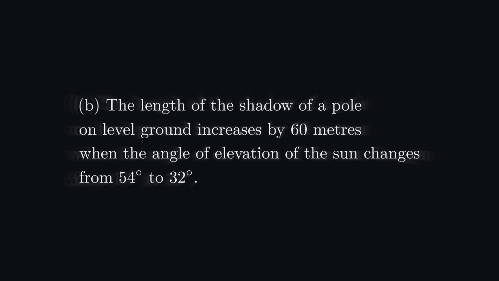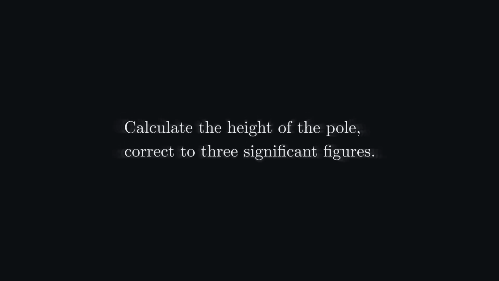Part B says, the length of the shadow of a pole on level ground increases by 60 meters when the angle of elevation of the sun changes from 54 degrees to 32 degrees. We are asked to calculate the height of the pole, correct to three significant figures.